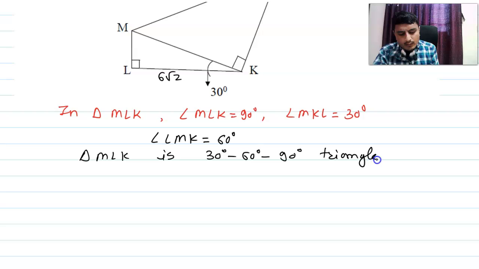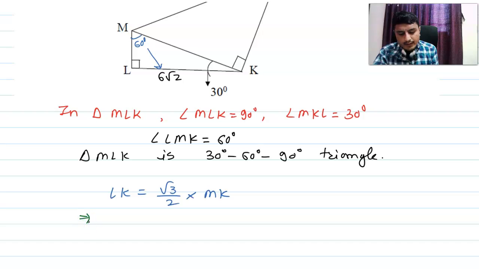So look at now, we are given that LK is 6 times root 2 and angle LMK is 60 degree. As is well known for a 30, 60, 90 degree triangle, the side opposite to the 60 degree angle, which is LK, equals root 3 by 2 times the hypotenuse of triangle MLK, which is MK. Try to replace by their values.